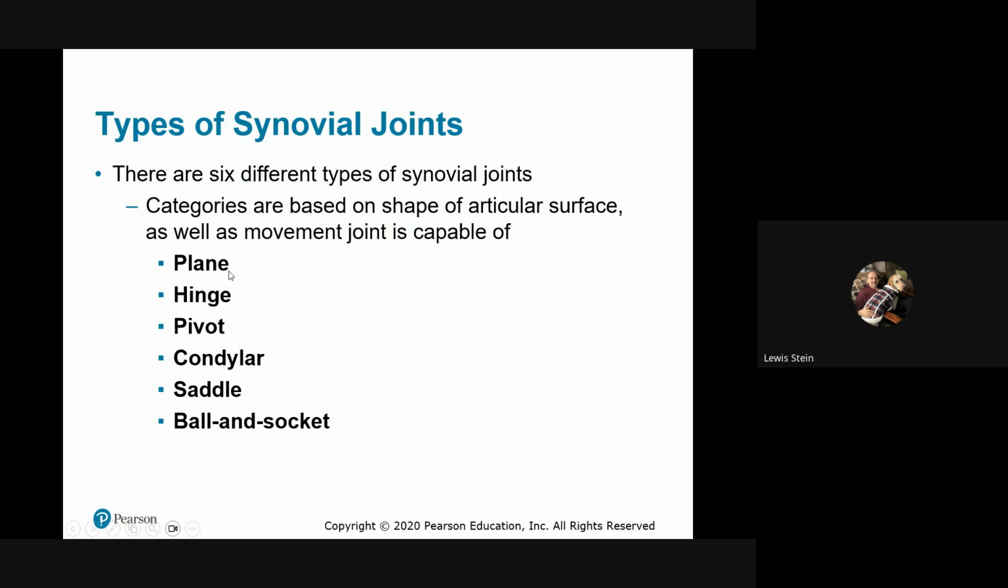So here, the example for plane joints would be intertarsal or intercarpal joints. Hinge has got to be the elbow, or what you're going to see is an interphalangeal joint. Pivot, there's only 2: C1 and C2, and the head of the radius in the radial notch, the proximal radioulnar joint. That's it. There's only 2. Condylar: the knee is condylar. Metacarpophalangeal and metatarsophalangeal joints are condylar. Saddle, there's 1. It's the one that allows you to oppose your thumb. That's the first metacarpal base and trapezium articulation. That's what allows you to do this.